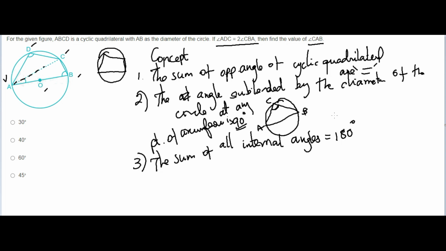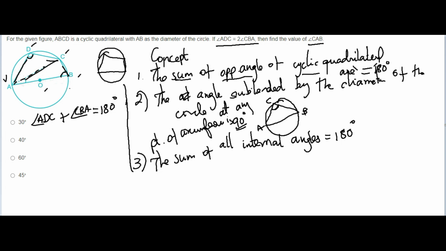We have to go to the question mainly. From the question, angle ADC plus angle CBA is equal to 180 degrees, because you know that the sum of opposite angles of a cyclic quadrilateral is equal to 180 degrees, that I have mentioned in the first one.